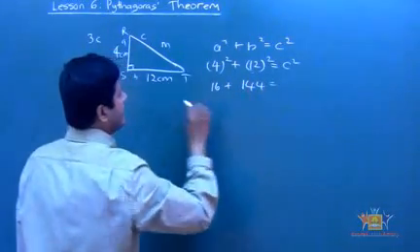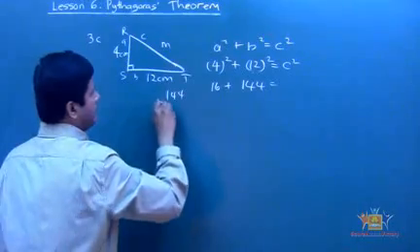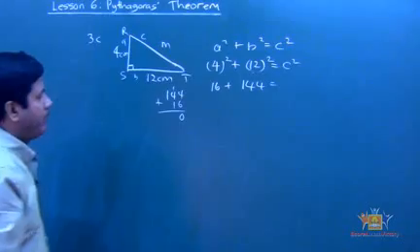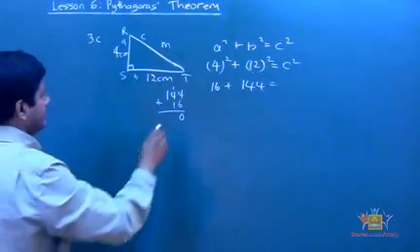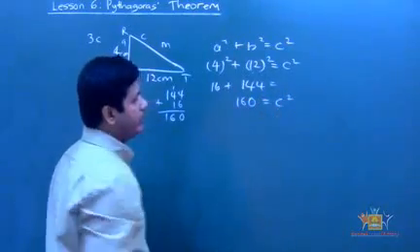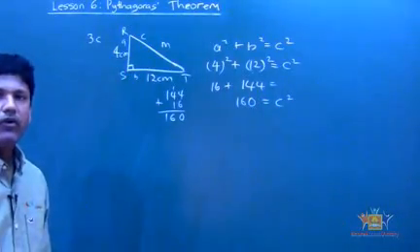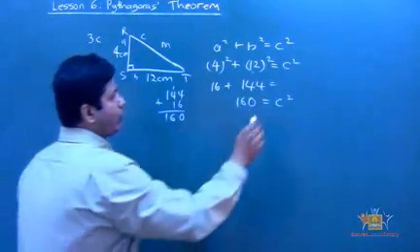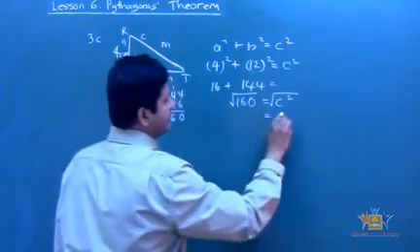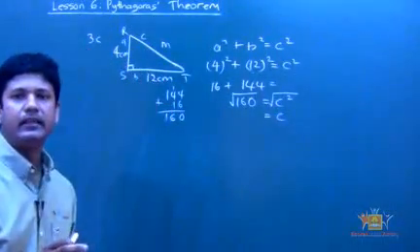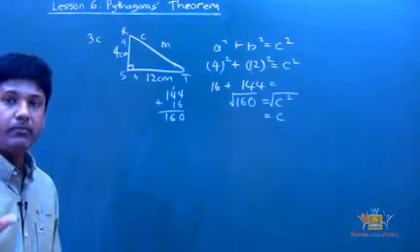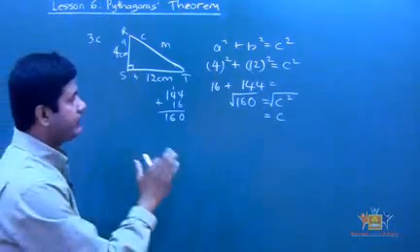So we can add them. 144 plus 16: 4 plus 6 is 10, 0 carry 1, 1 plus 4 is 5, plus 1 is 6, and then bring 1 down, so 160. 160 equals C squared. Now, we're looking for C. We're going to take the square root. The square root of C squared and square root of 160 gives me C. Now look at that, 160. It's not square rootable to give us a perfect whole number, so we're going to simplify that.